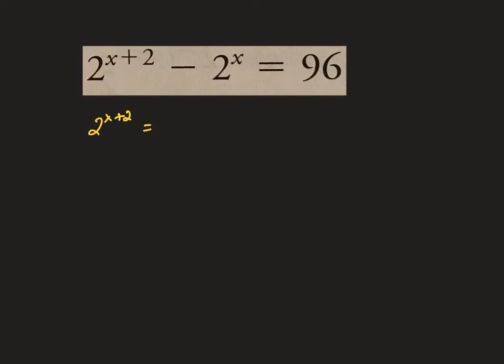well, this is 2 times 2 times 2 times 2. How many times? x plus 2 times. So if I do 2 to the x, that means 2 times 2 times 2, x times, and this is just 2 times 2 times 2 times 2, x plus 2 times, so 2 extra times. So this is going to be times 2 times 2. Right? So 2 to the x plus 2 is the same as 2 to the x times 2 times 2.